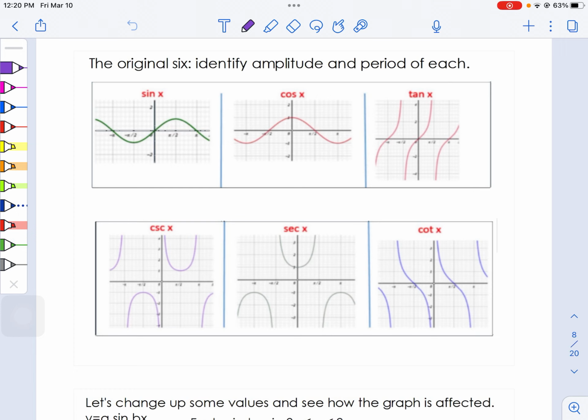So sine and cosine both have an amplitude of +1, and then they have a period of 2 pi, which means that their cycle starts to repeat. The pattern starts to repeat after a full 2 pi or 1 full revolution. And that's the same for cosine as well.